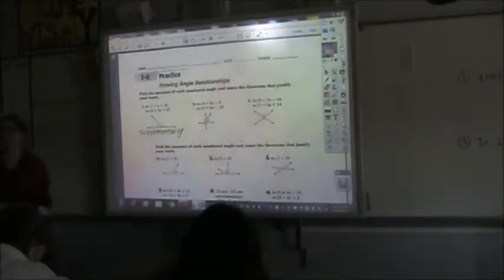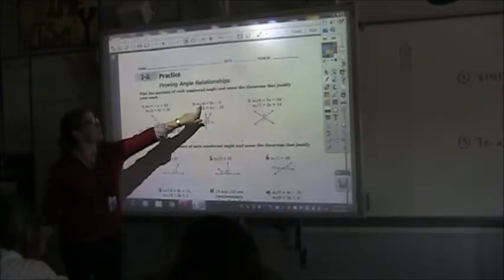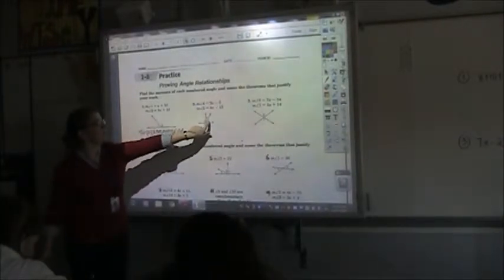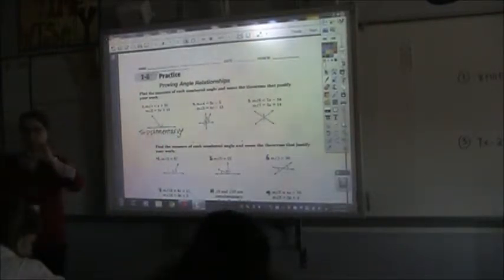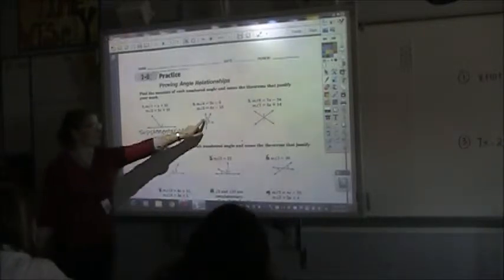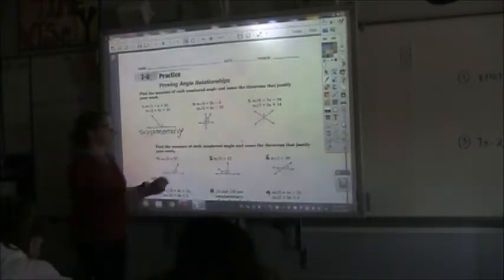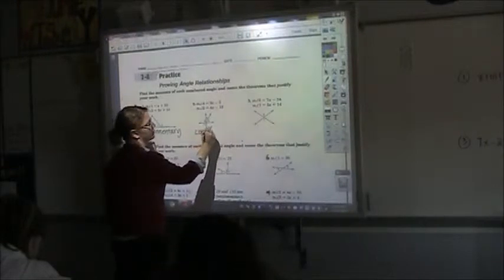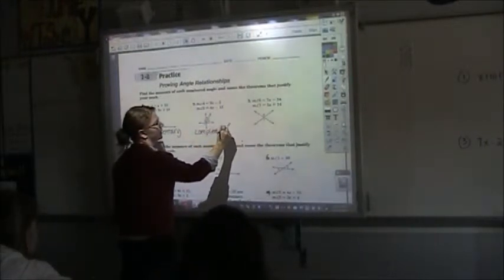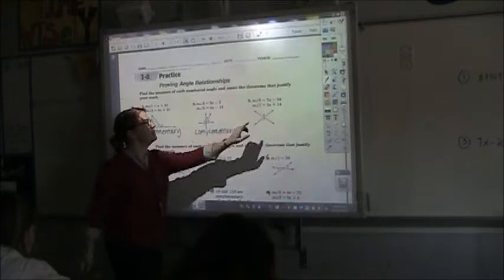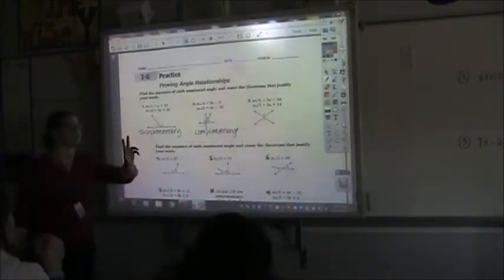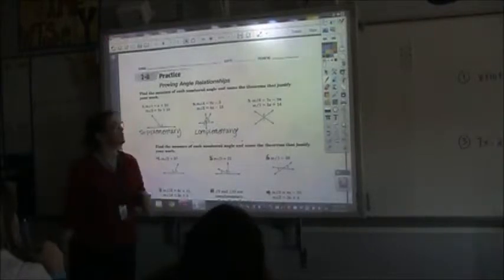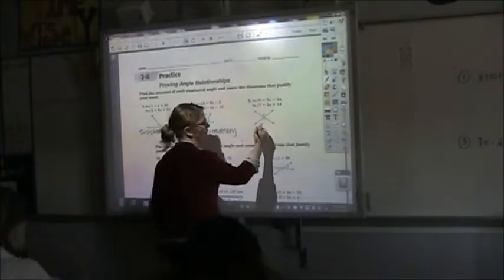And number 2, they're wanting you to find angle 4 and angle 5. They're here. Are those 2 angles supplementary, complementary, or vertical? Out of those 3. Angle 4 and angle 5. Complementary. And number 3, angle 6 and angle 7, are those supplementary, complementary, or vertical? Vertical. 6 and 7 are vertical.